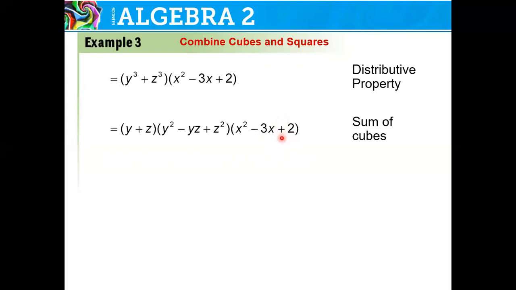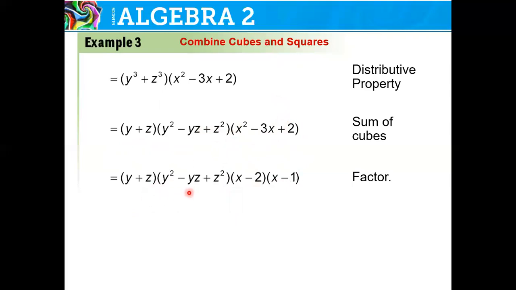The last sign is positive. That means they will carry the same sign. Which sign? The middle one. So it's negative, negative. That's why, again, I will rewrite this one here. And x squared minus 3x plus 2 will be factored as x minus 2 times x minus 1.